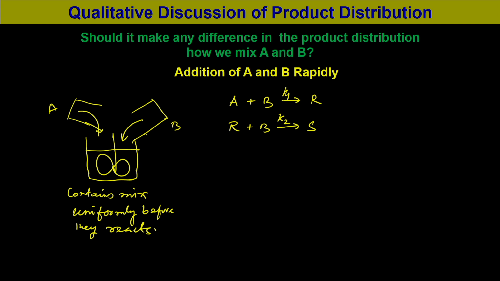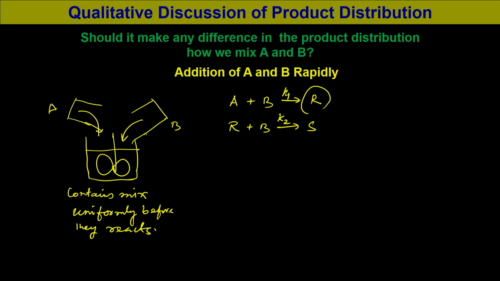Initially A will react with B and produce R. So, this R will initially be present in very small amounts, and then R will find B present. So, A and R both will compete to react with B. So, both production of R will happen and at the same time S will be produced.